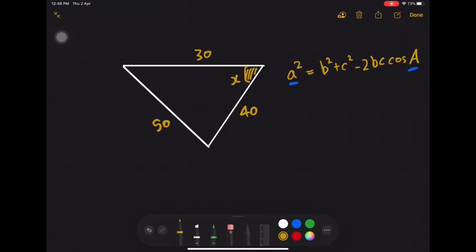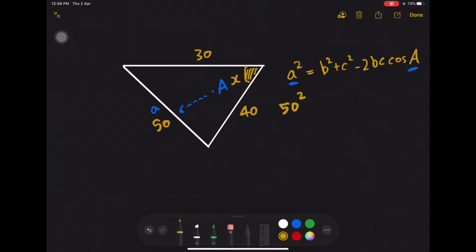First thing, we're going to let this be the capital A. And opposite to this capital A, we have the small letter a. Once you find this, you can use the formula straight away. So let's do this together. Now my small letter a is 50. Okay, my small letter a is 50.